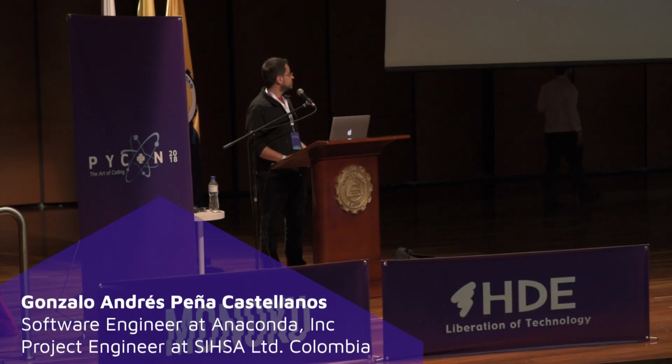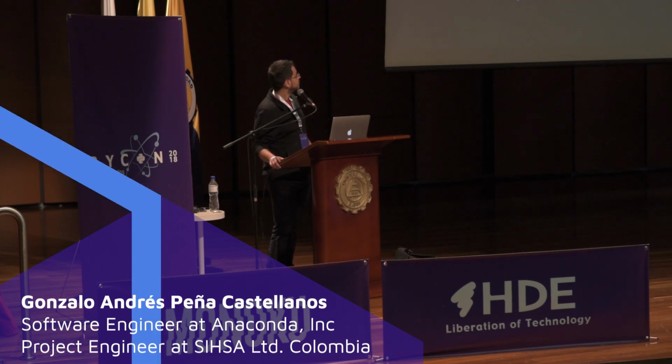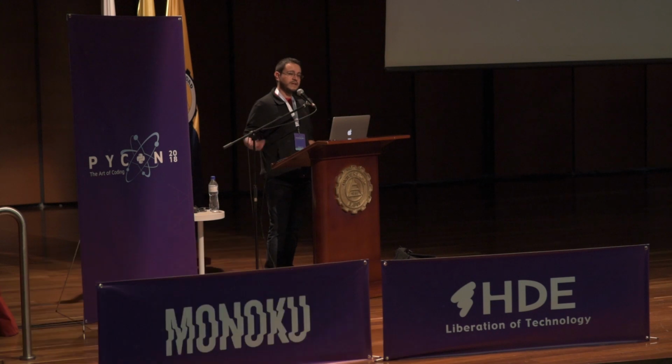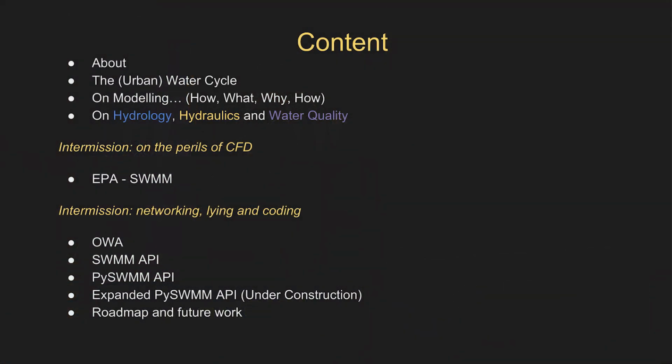Let's go over a little bit of the content that we are going to be looking at today. We're going to talk about the urban water cycle, why it is important, why we should care about it, and what tools we need to analyze and model it, with a couple of intermissions to give you a brief history about some of my work. After that, I will talk a little bit about the OpenWaterAnalytics Initiative, OWA.